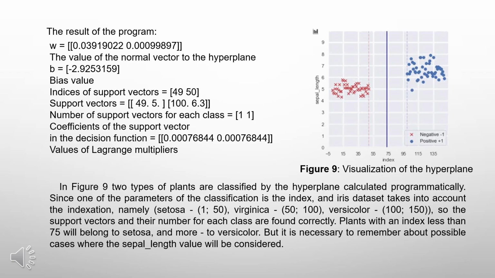In Figure 9, two types of plants are classified by the hyperplane calculated programmatically. Since one of the parameters of the classification is the index, the iris dataset takes into account the indexation, namely setosa from 1 to 50, virginica from 50 to 100, and versicolor from 100 to 150, so the support vectors and their number for each class are found correctly. Plants with an index less than 75 will belong to setosa and more to versicolor, but it's necessary to remember about possible cases where the sepal length value will be considered.